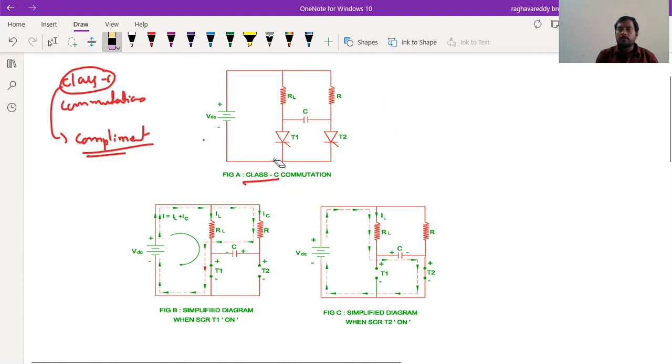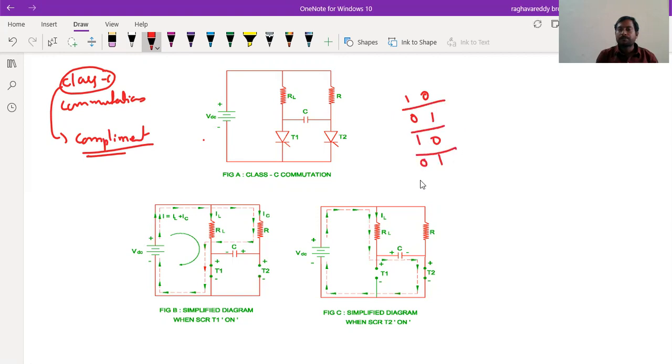Class C commutation is also called complementary commutation. Why is it called complementary commutation? Because of complement, for example, one's complement is 0 and zero's complement is 1.